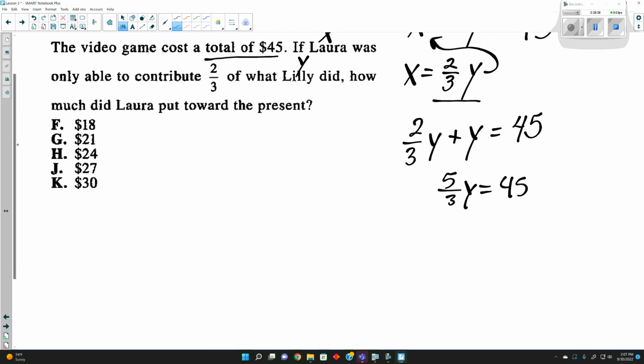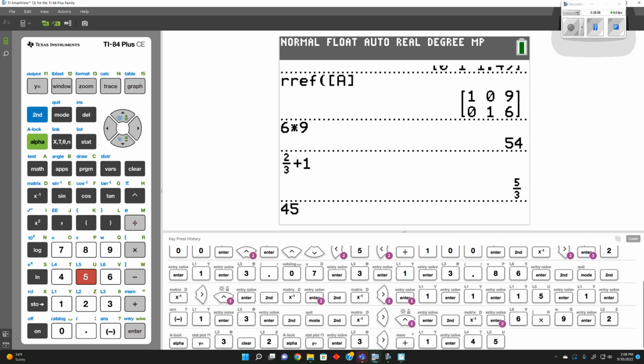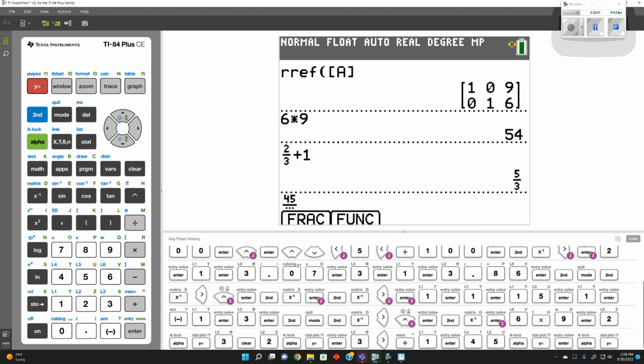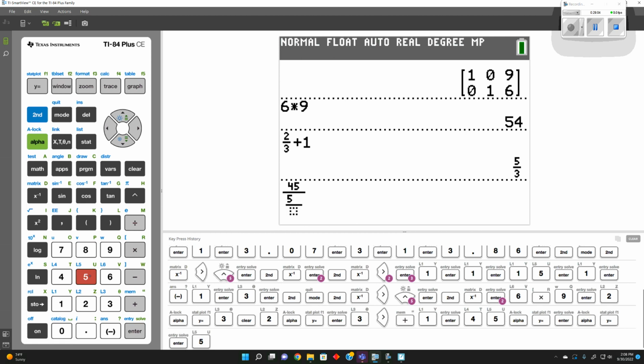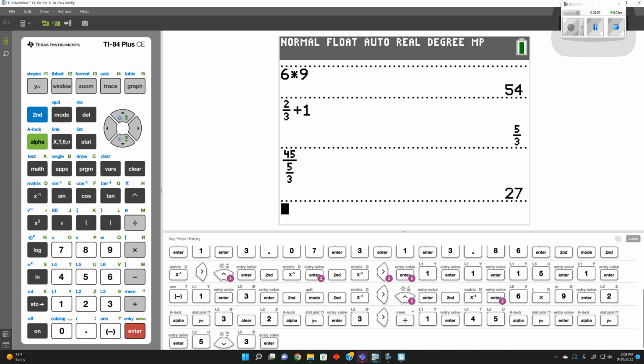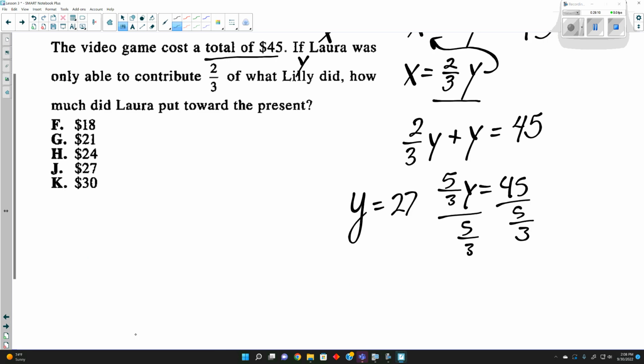To get y by itself we could multiply by 3/5, because we could flip it and multiply, or we can divide by 5/3. Either way, it's going to tell us that y is 27. So how much did Lily pay? Because Lily is our y, yes? Lily paid 27, so the correct answer is J, yes?